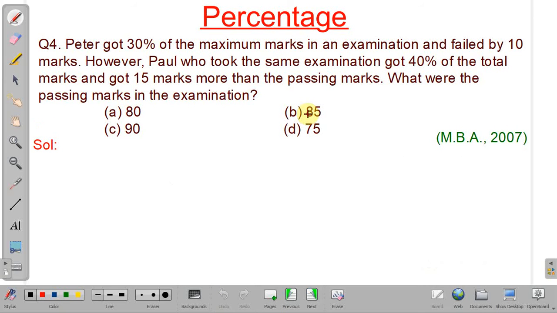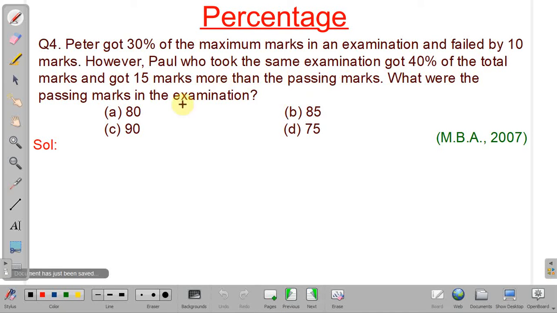In this problem, what is given? Peter got 30% of the maximum marks in an examination and he failed by 10 marks. However, Paul got 40% of the total marks and he got 15 marks more than the passing marks. So we have to find the passing marks in the examination. So how can we solve this?